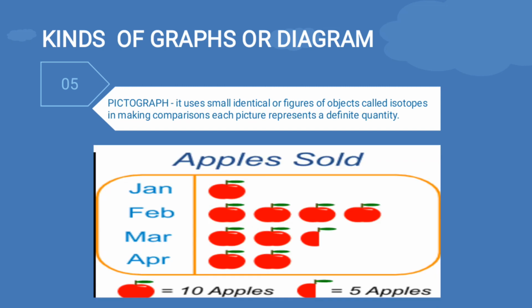So we also have the pictograph. It uses small identical figures or objects called isotypes in making comparisons. Each picture represents a definite quantity. The isotype here is the apple. Each apple has its own quantity. So here, one apple represents 10 apples, and half an apple represents 5 apples.